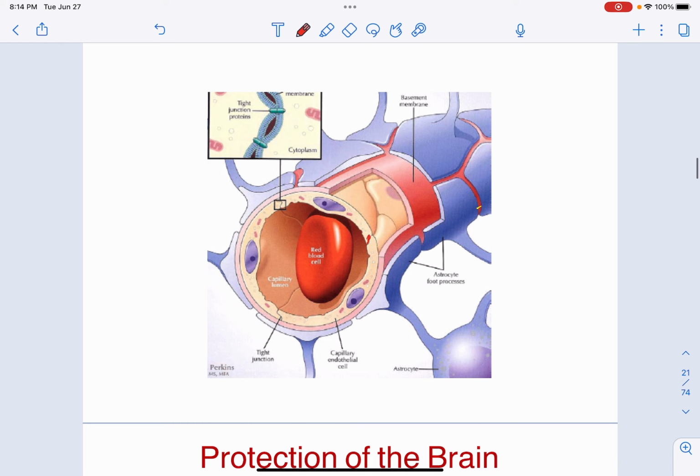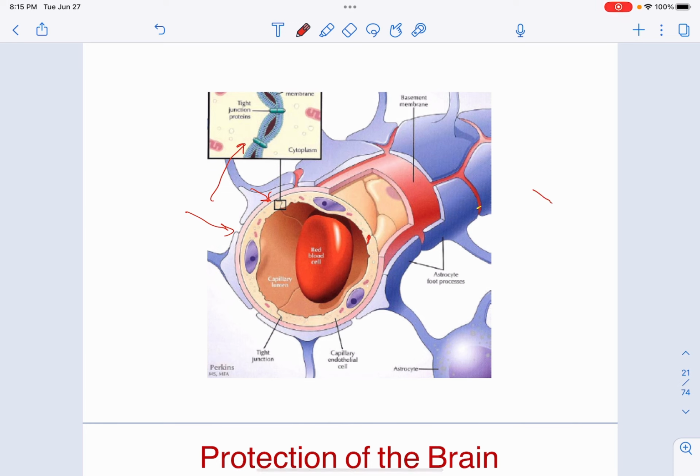So again, you can see here these simple squamous epithelial cells, and in between each of these cells here, there are lots and lots of tight junctions outside of the cell. And what this does is it prevents things that are in blood from leaking out. In addition to those tight junctions, if you remember, we talked about this already when we were talking about the spinal cord. So we're just going to revisit this kind of quickly here.